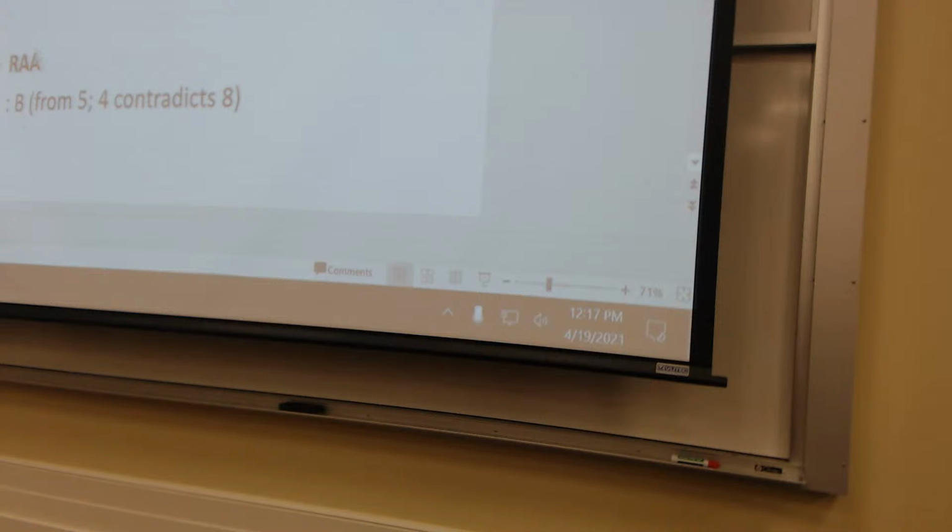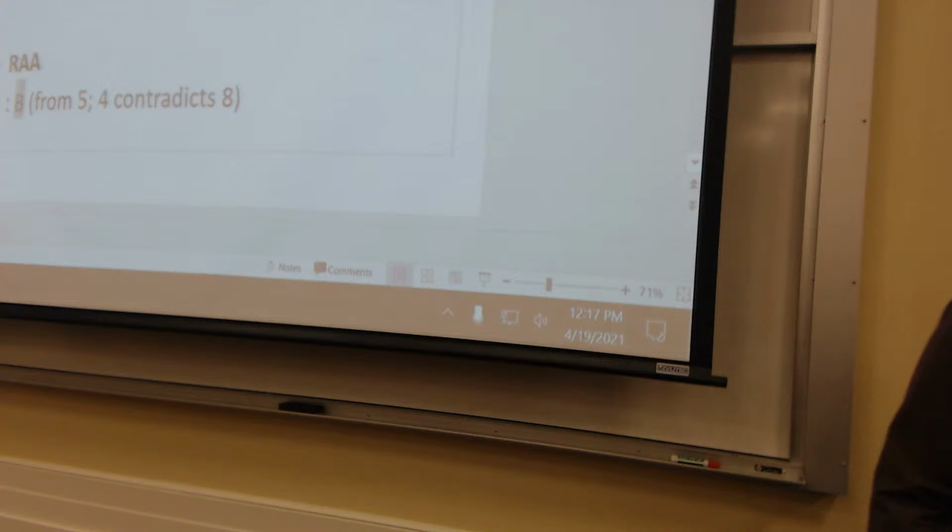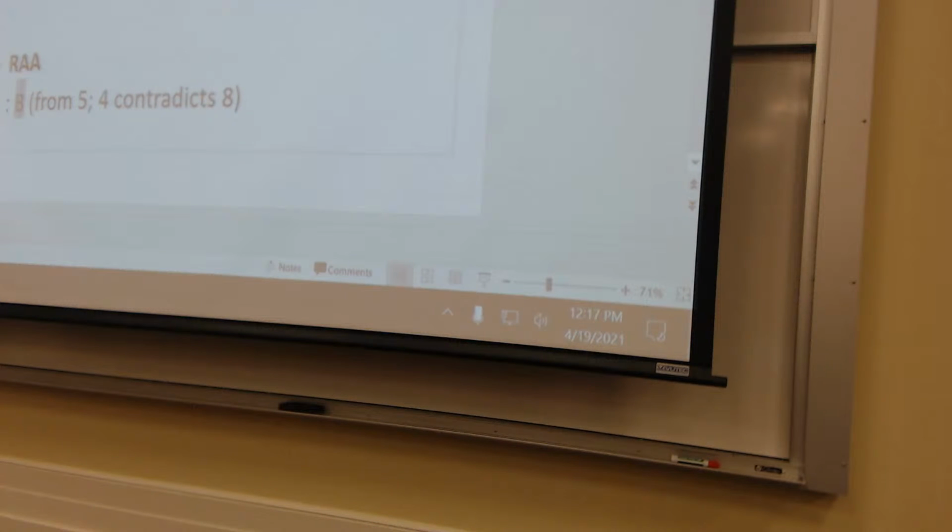Therefore, from statement 5 and the fact that it leads to a contradiction between 4 and 8, we may infer the opposite of statement 5. We may assert B. So that is what the indirect proof looks like in logic.